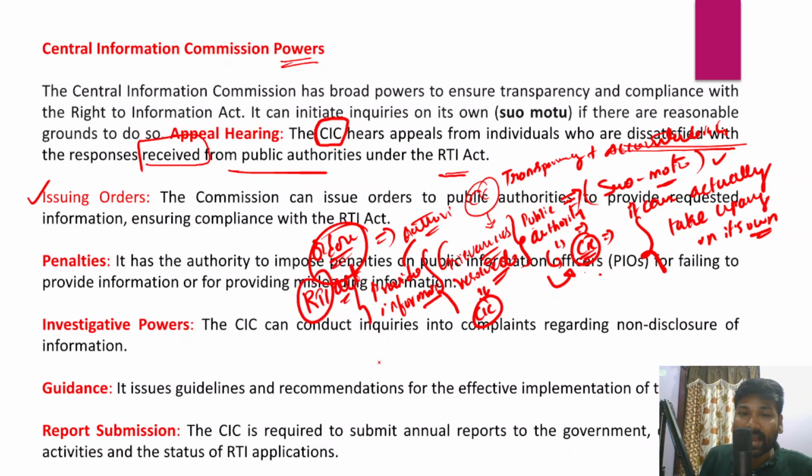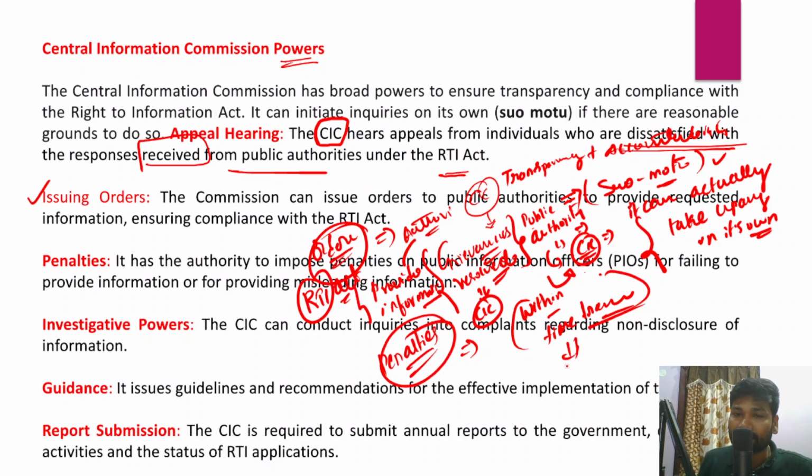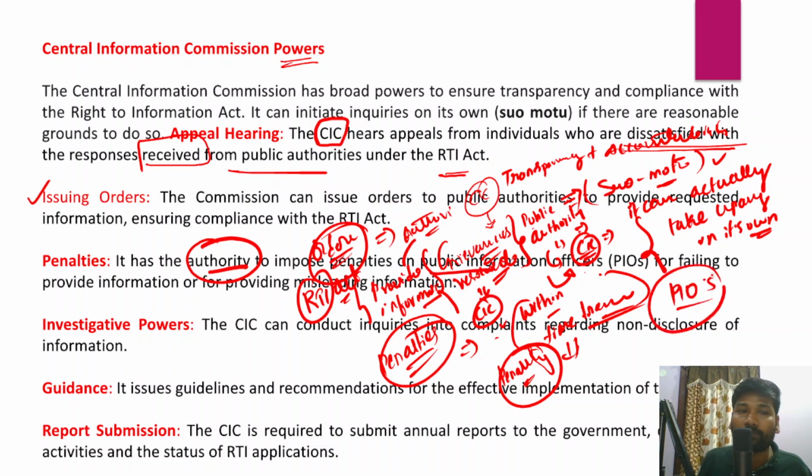And similarly, as I have already talked about, penalties. In case any organization, public authority or public figure is not providing information within the time frame, within which the public authority must provide the information to the citizen, in case the public authority fails to provide information within a specific timeline, the public authority would be liable for a penalty. And in this case, the Chief Information Commission actually has the authority to impose penalties on the public information officers, who are called PIOs, for failing to provide information or for providing misleading information.